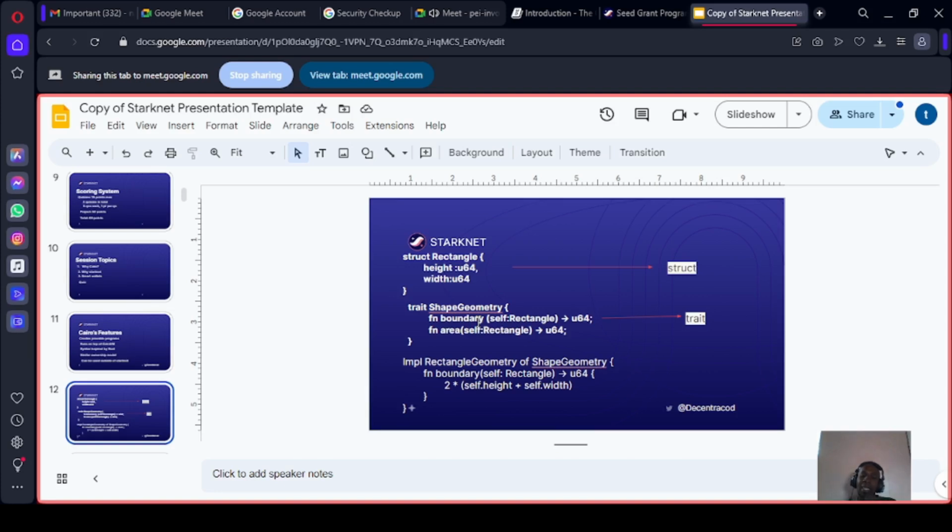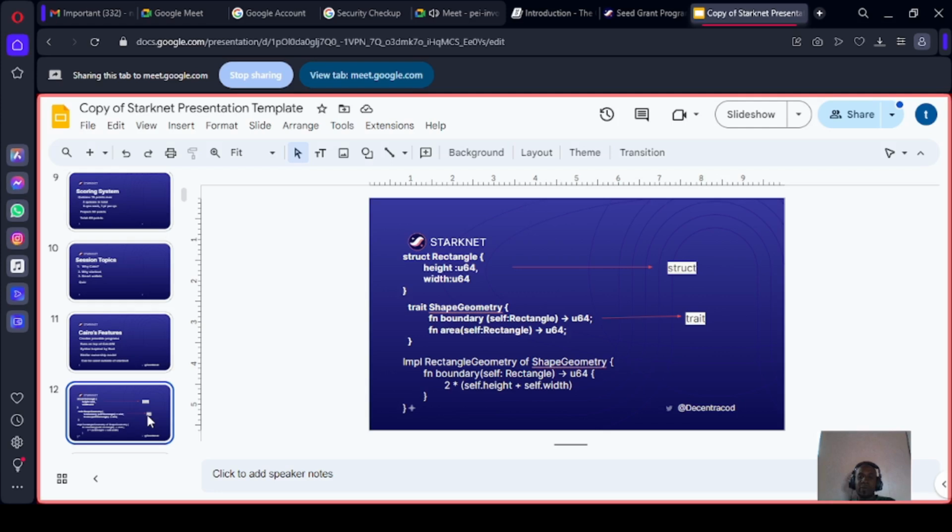So after we've declared our traits, we have to come and expound the way we can come up with functions of our object, in this case a rectangle. You first declare the function keyword, and when you represent it with self, it means that the self you are talking to is like a method, yeah? And then you have to declare the return type. Since we have used the U64, we are defining that it's going to return data in a 64 format.